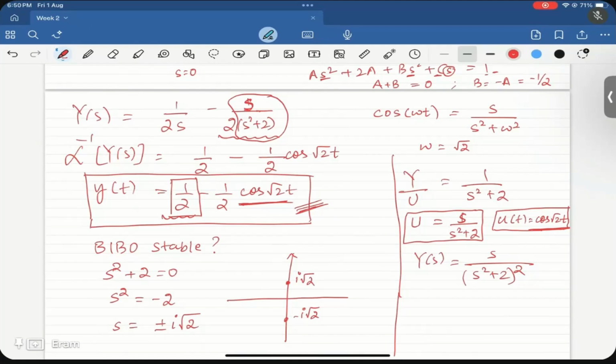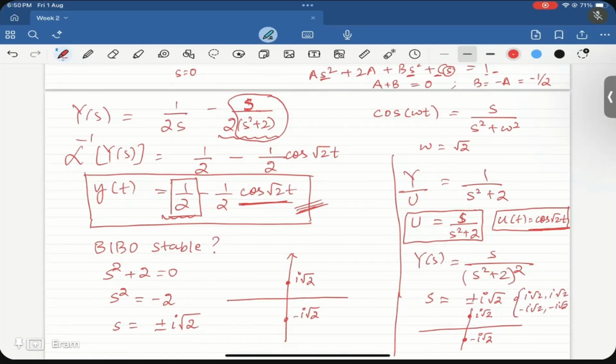What will be the poles of Y(s)? It is the same, plus minus i root 2, but with multiplicity 2. We have repeated poles, so we have 4 poles in total. We have repeated poles at i root 2 and repeated poles at minus i root 2. So in total we have i root 2, i root 2, minus i root 2 and minus i root 2. Okay, so total 4 poles, and which are repeated.